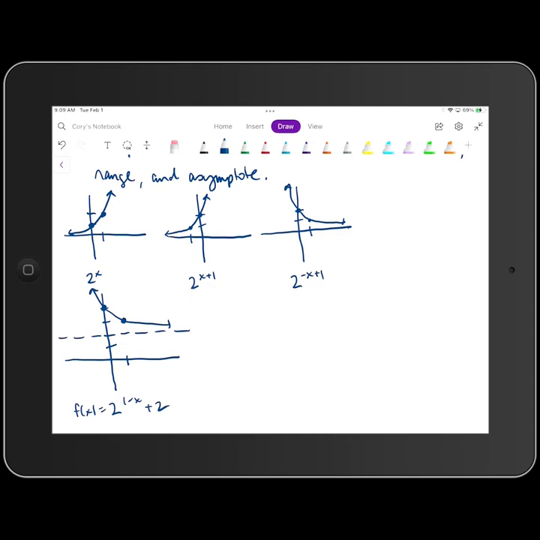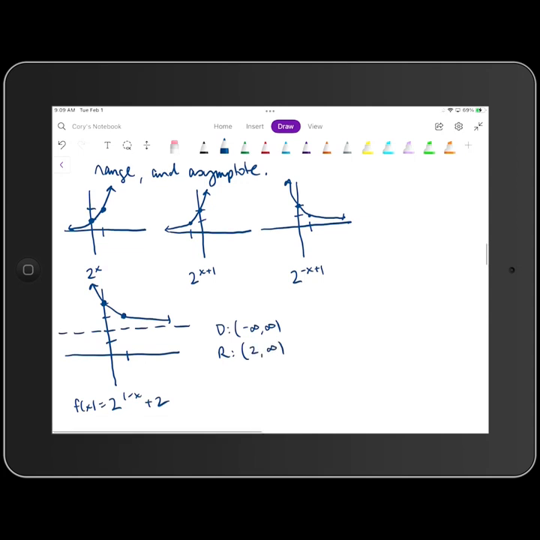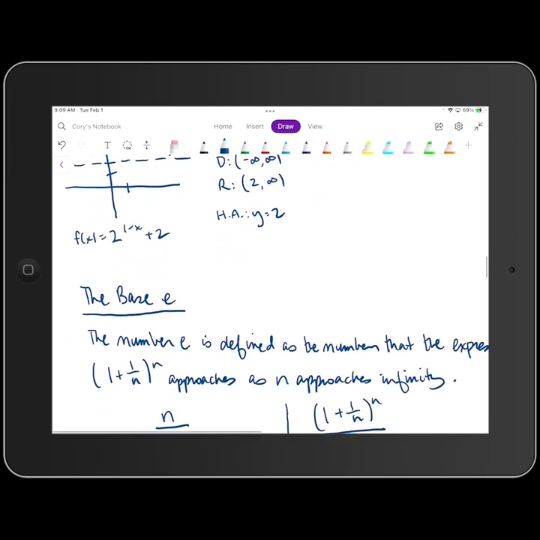Okay, so domain for this function is all reals. The range is going to be the interval from 2 to infinity, and then we have a horizontal asymptote at y is equal to 2. Okay, so that's sketching the graph of that function using transformations and then identifying the domain, range, and horizontal asymptote.